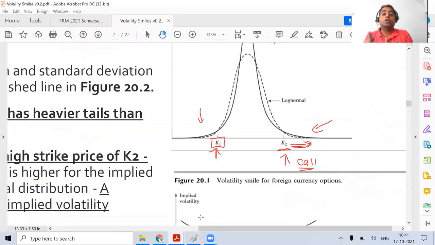Coming back to the diagram, now think about this. For a deep out of the money put option, look at the tail. The implied distribution is giving you a fatter tail. That means there is more probability of being in the money as compared to what is assumed by the Black-Scholes model. That essentially means there is more implied volatility on the tail side. I have been explicitly very slow when talking about these two tails.